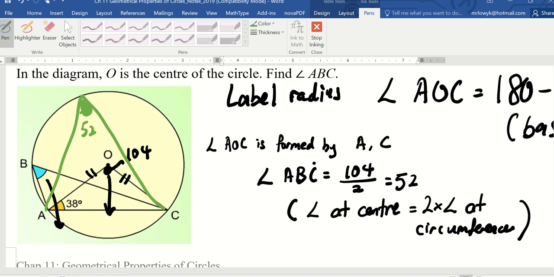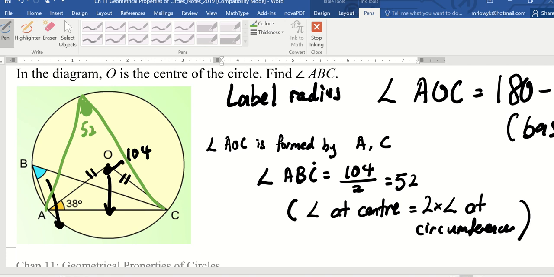Anything that touches the circumference and touches the center, these two angles are related. It's just like that. No matter how odd it looks, it will be related in this ratio. The center is always 2 times the circumference. This is still 52, this is 52, this is 52. It's still 2x and x. This is 2x, this is x. Do you follow? Okay.